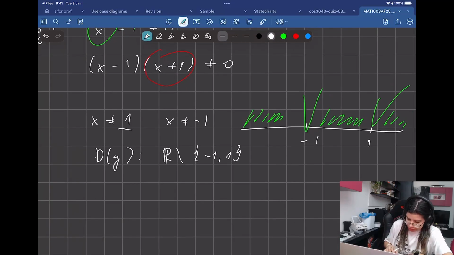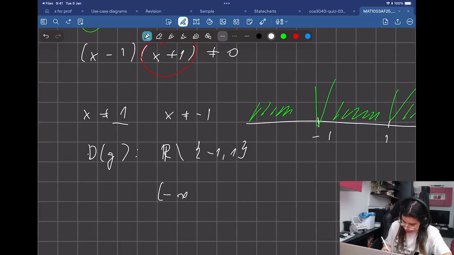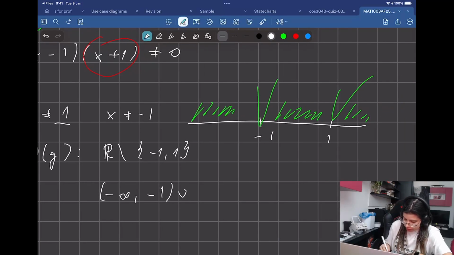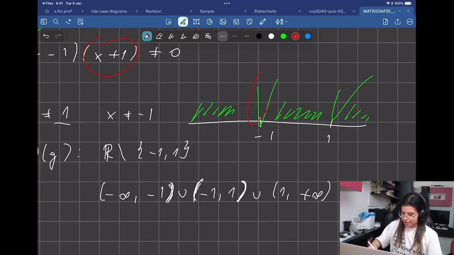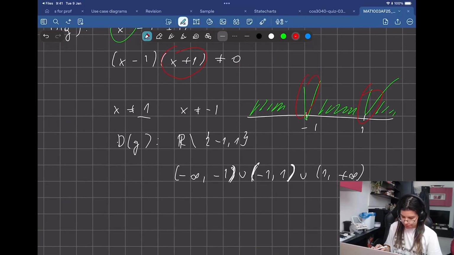So if I were to write it down, it would be -infinity to -1 in union with -1 to 1. We just need to make sure we're not including the -1 and 1s, right? That's why I'm using these arc-like parentheses. Union with 1 to plus infinity. Basically everything except for these two values, okay?